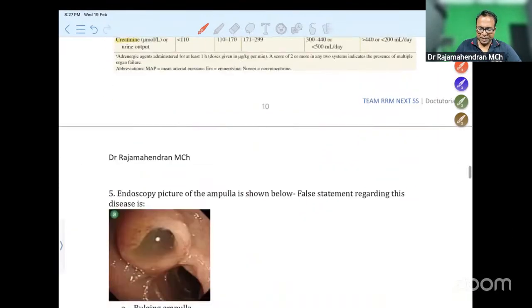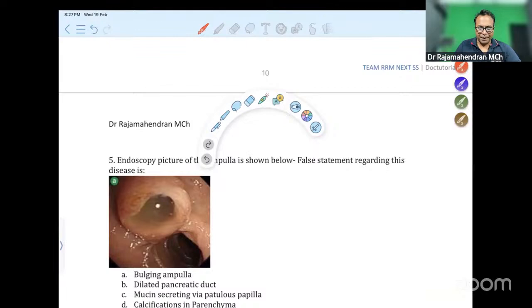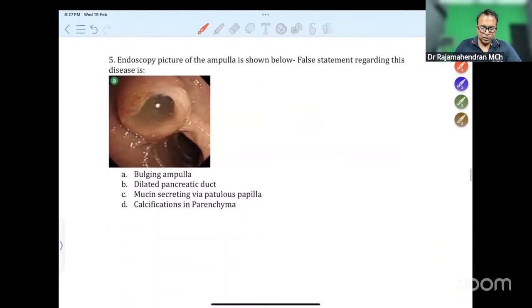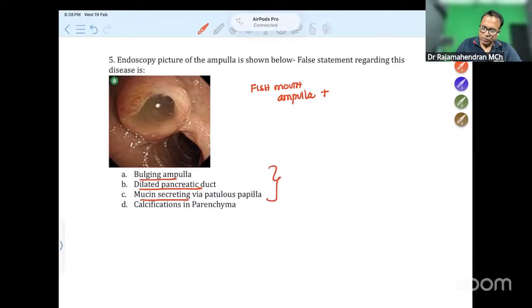This is a question from general surgery, maybe from pancreas also, we don't know. An endoscopic picture of the ampulla is shown below. A classical picture, all of you would have answered it immediately. Fish mouth ampulla, associated with dilated pancreatic duct and mucin secretion. This is a classical triad; what is the name of this triad? Bulging ampulla, dilated duct, and mucin-secreting papilla is called Ohashi triad.